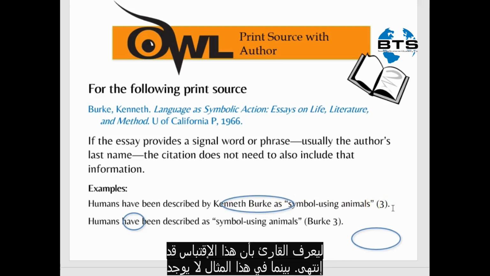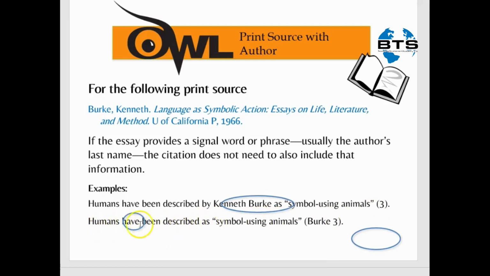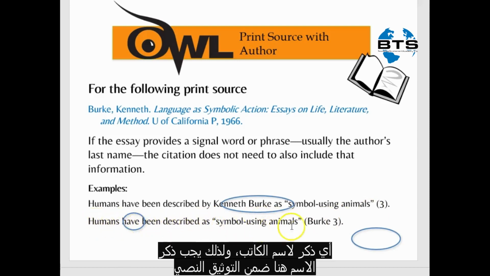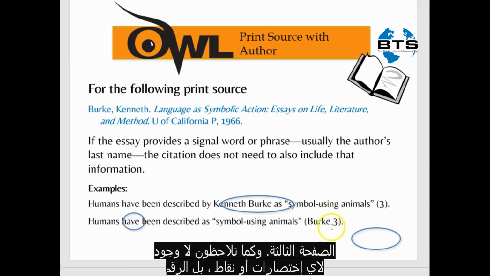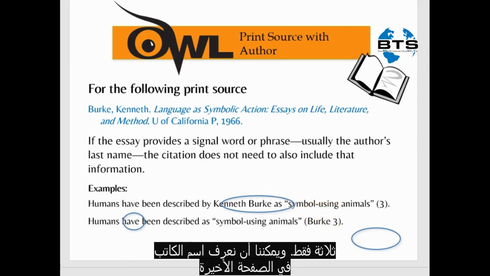You're letting your reader know that the citation is over and you're going to start a new sentence. Here, in the beginning of the sentence, we did not mention the author's name. Therefore, his name is here, Burke, page 3. Notice that there's no P period, there's no page. It's just the number 3.